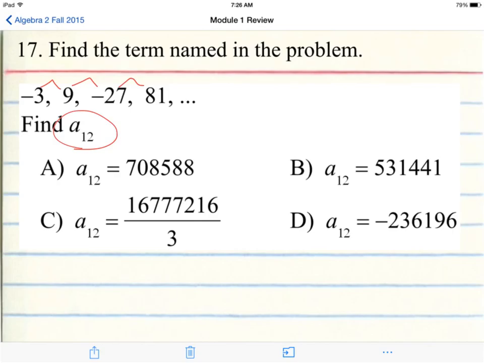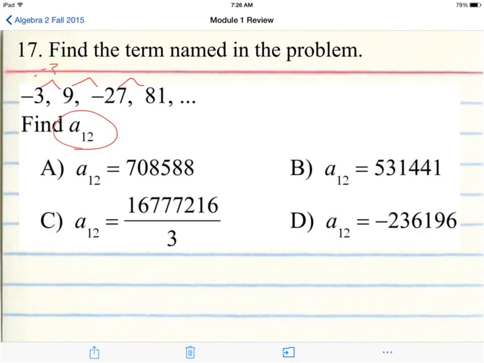They could be adding or subtracting the same number every time. They could be multiplying, or they could be doing something else. So just looking at that, I see we're alternating signs. So they're probably multiplying by a negative number. If I think about how I can turn -3 into 9, what operation do I have to do? That makes me think of multiplication by -3.